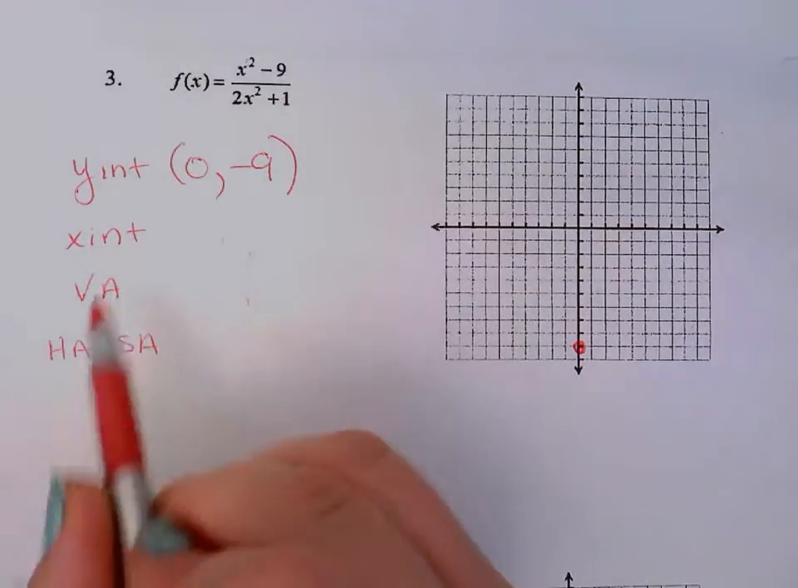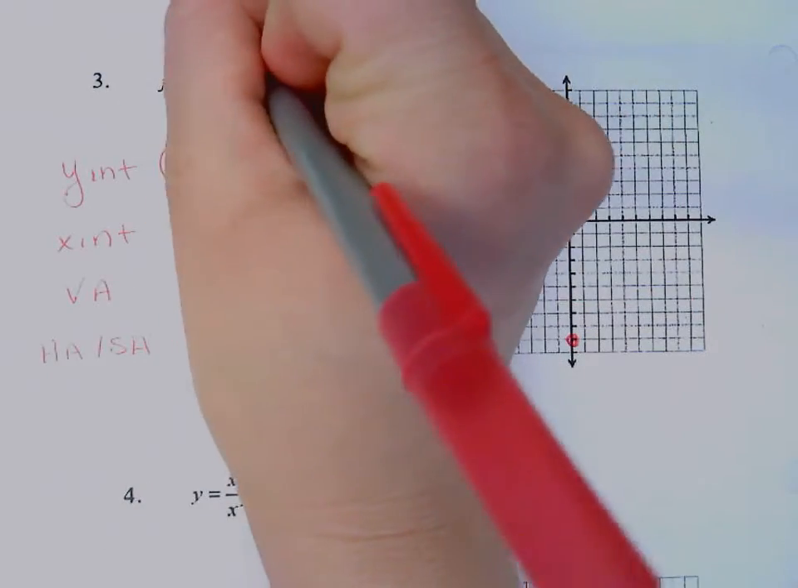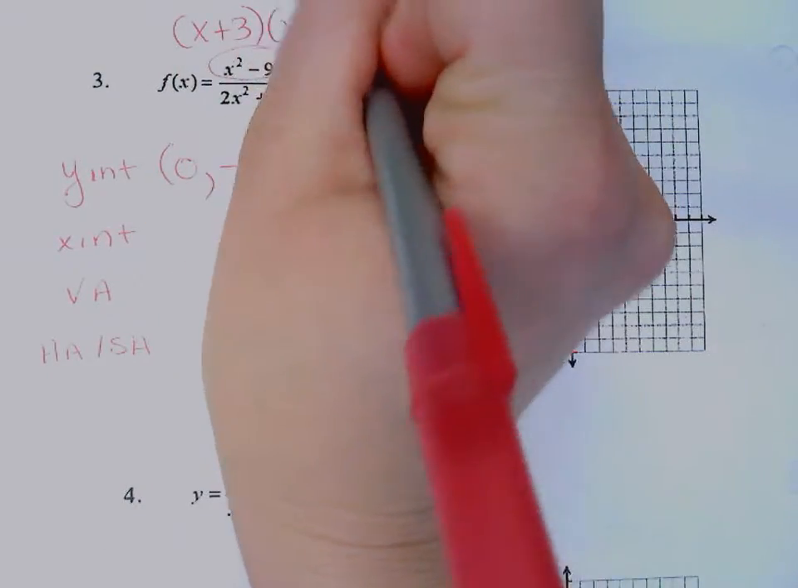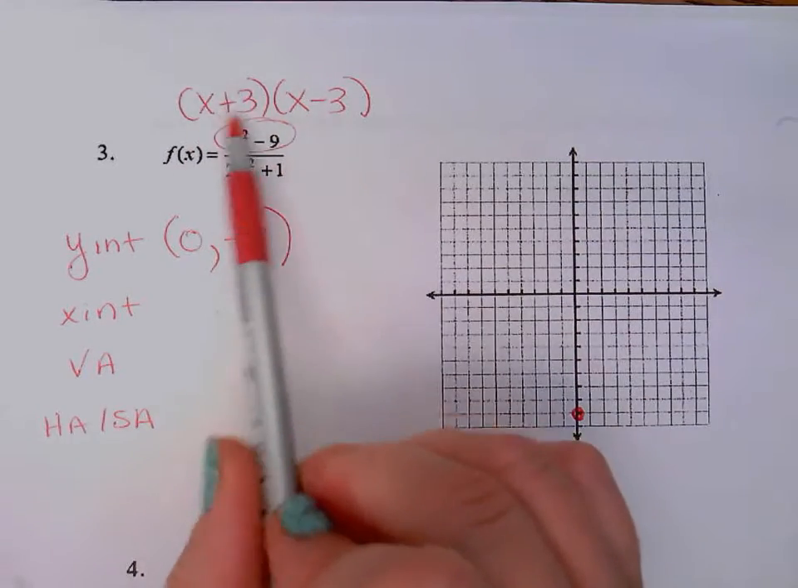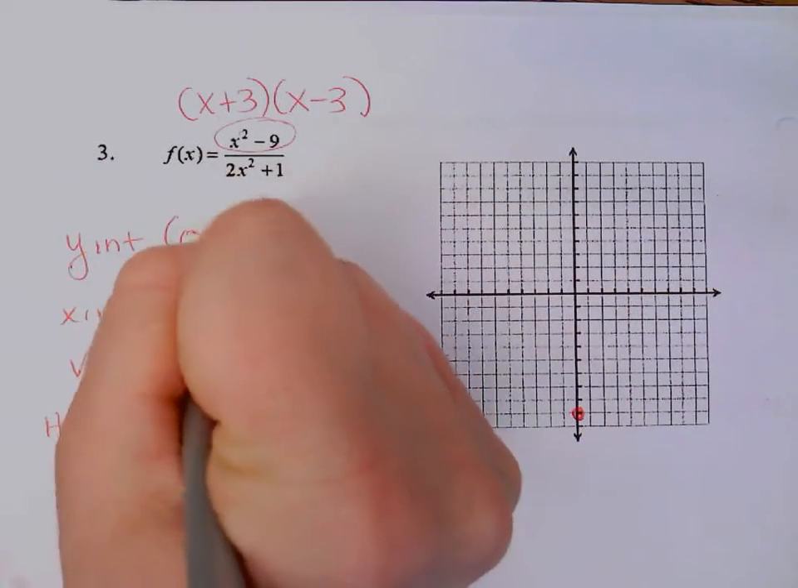My x-intercept, I want to look at the numerator, and so I can actually factor that into the difference of squares, x plus 3, x minus 3. So I actually have two different x-intercepts. One of them is at -3, and one of them is at +3.